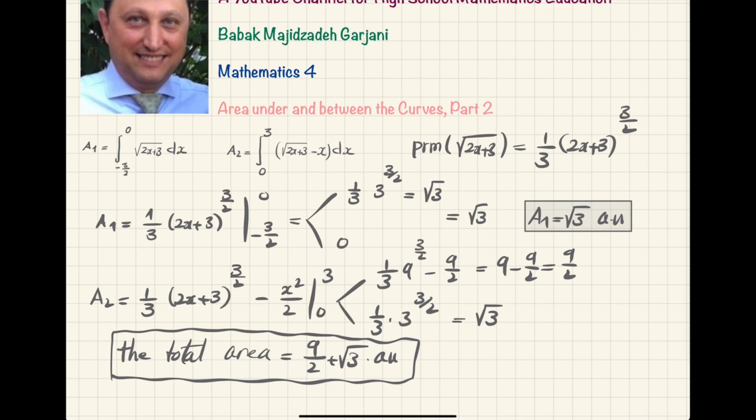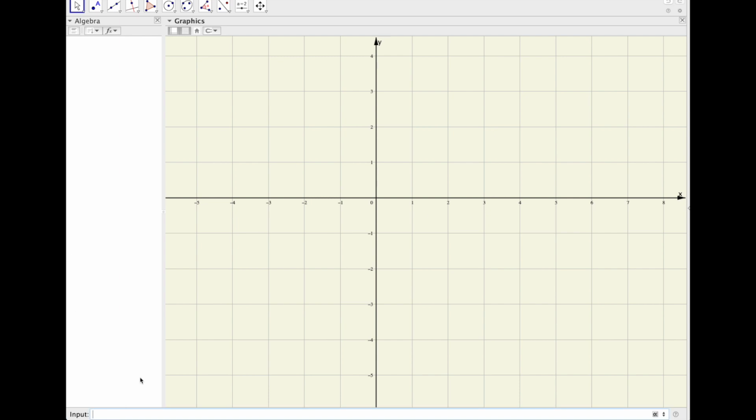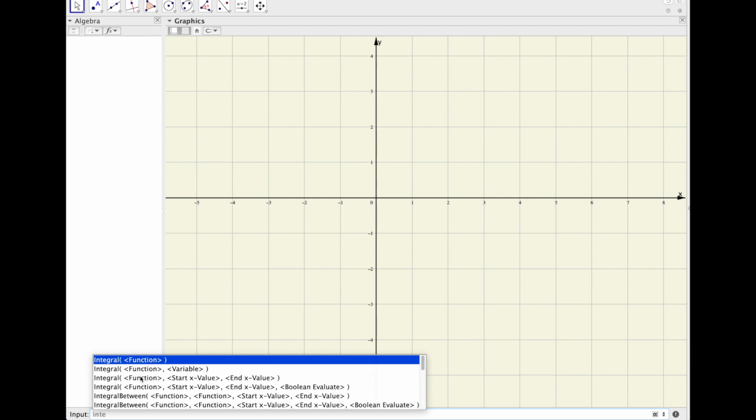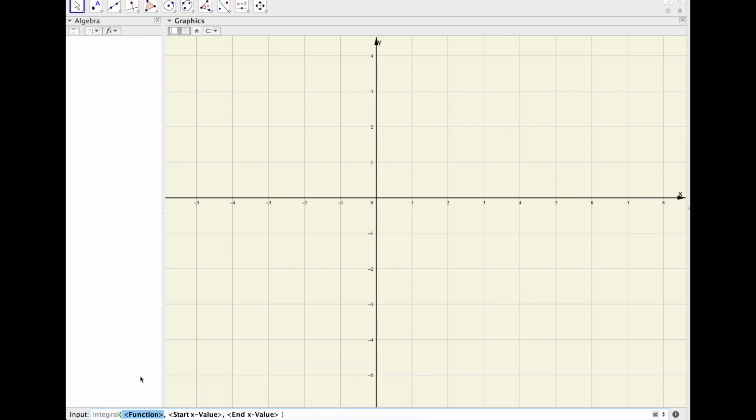Yes? By the way, let us try to do it with GeoGebra to see how this will go. So I would write integral. By the way, I realized what was the mistake. This command doesn't calculate the area. It calculates the integral of the first function minus the second function.